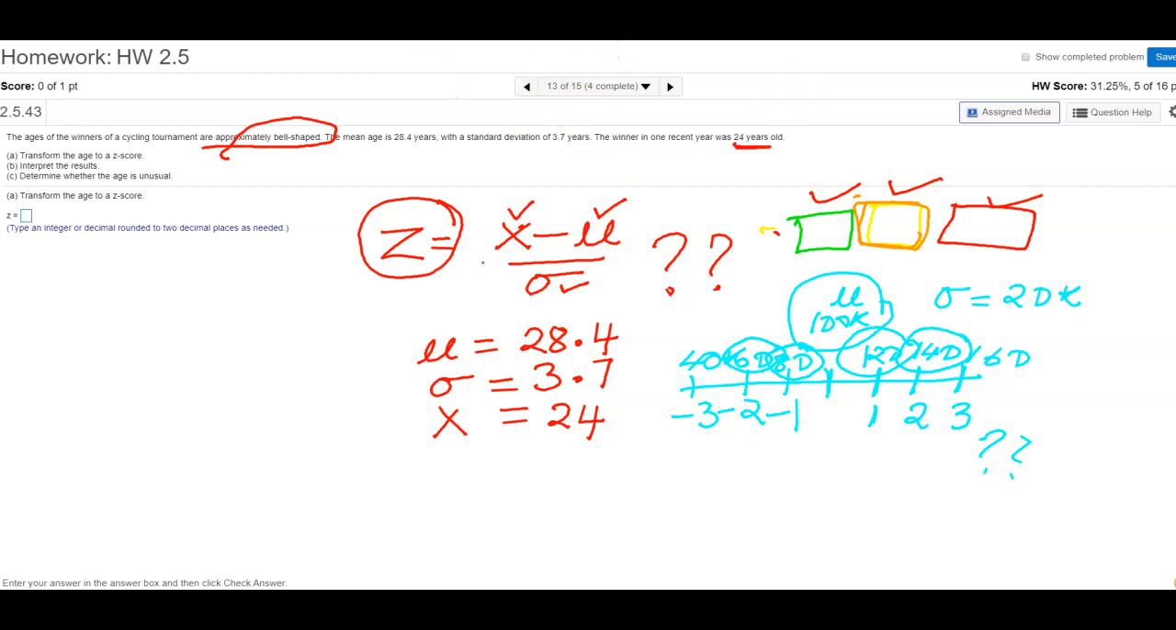What I'm trying to tell you is, if you're in the range of -2 to +2 standard deviations, then you feel it's quite normal.